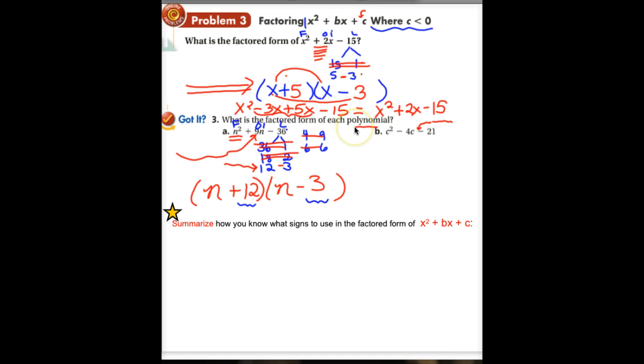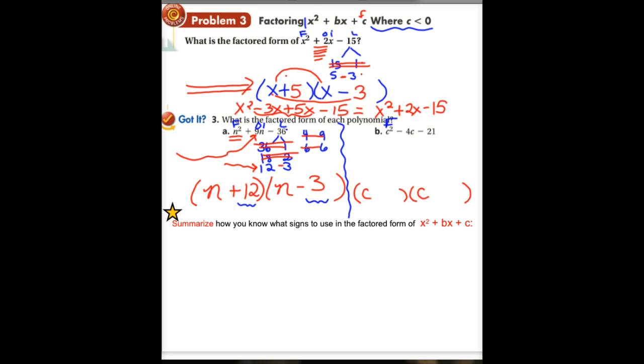Again, the first term lately hasn't given me any worries because there's no number out front yet. I know that the only way I can get c squared is to choose c times c. So I know my first terms in each part of my factored answer. I'm going to split this just to separate it. It has to be c times c.